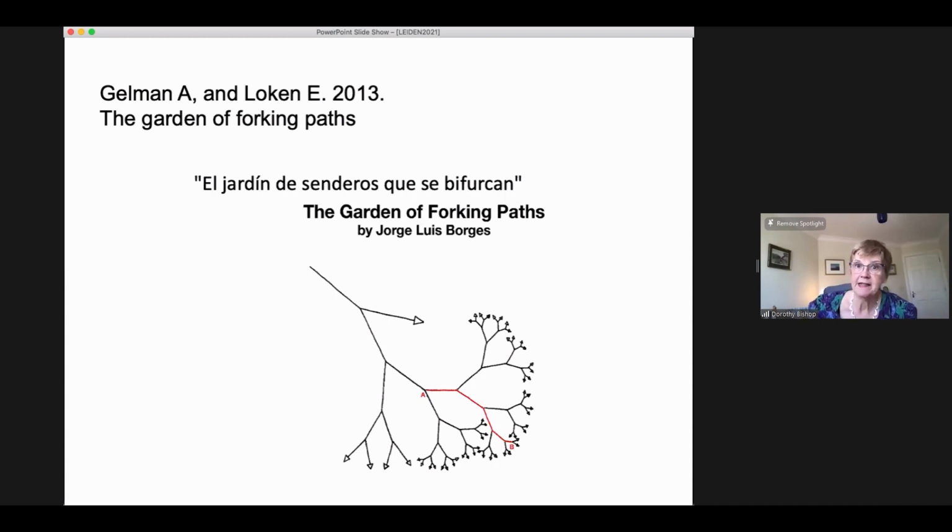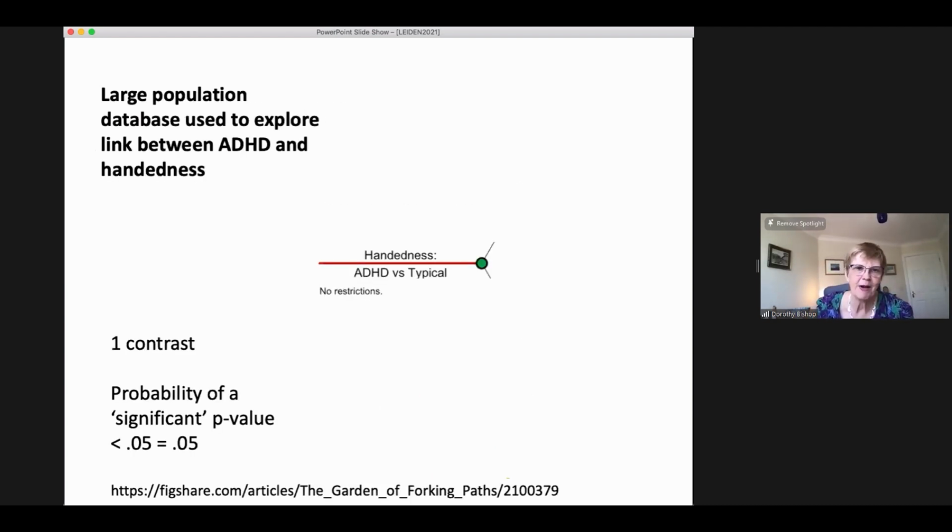One way is to take a big data set and to analyze it in many different ways. And in the field, people often talk about the garden of forking paths, using Borges's short story as an allegory for it, where you can go down all these different paths and where you end up might be quite different. If I go to the next slide, this is my little illustration of it.